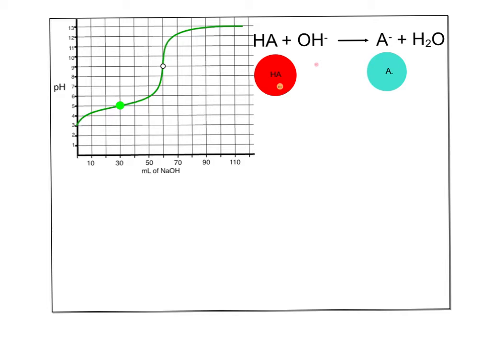But as you can see, we've now added OH. There's still some HA, so we're not at the equivalence point yet, because that's when both of these run out. We've added the same amount of OH minus as there was HA in the beaker, but we're at a special point where the HA and the A minus have the same number of moles. So let's talk about what that point is.